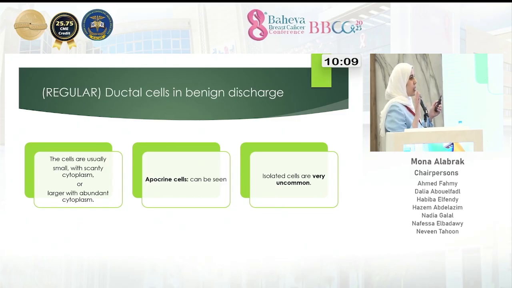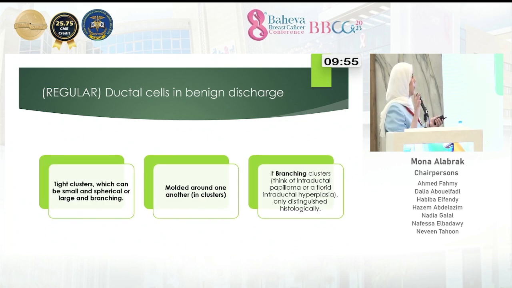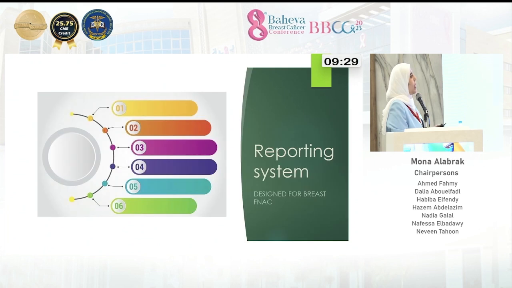طيب إيه بقى الكرايتيريا of duct regular duct بالنسبة لي في البناين؟ السيلز بتبقى صغيرة، ولو النيوكلياي كبرت تكبر معاها السيتوبلازم، يعني مفيش N/C ratio زيادة. Apocrine cells can be seen isolated cells مش عادة بنشوفها. طب التايب ممكن نلاقيها في تايب كلاسترز. ممكن يحصل مولدنج، عادة بنلاقي مولدنج في التايب كلاسترز دي، بما إن في حاجة نازلة من فوق ونزلت في جيرني كده، فبنلاقي الابيثيليال سيلز ممكن تبقى مولدد. ولو أنا شفت كلاسترز فيها برانشنج أبتدي أفكر في الانترودكتال بابيلوما أو florid intraductal hyperplasia، ومش هقدر أفرق إلا بالهيستولوجي.